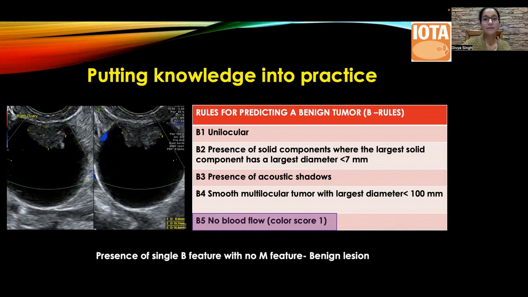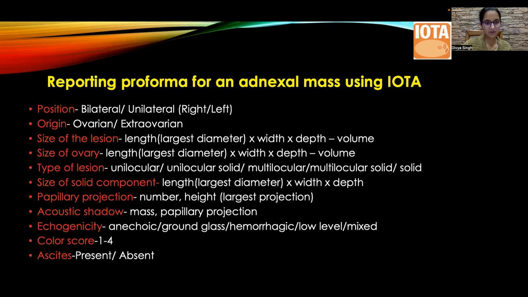But before using them, we must use the correct IOTA terminology, because if our terminology is not correct, then we will end up making mistakes while applying these rules and descriptors. Now, a typical proforma for describing an adnexal mass using IOTA terminology should cover the following things. Whenever you see a lesion, you have to see whether it is present on the right or the left adnexa, whether it is unilateral or bilateral. If you see something on one side, don't forget to check the rest of the pelvis carefully.